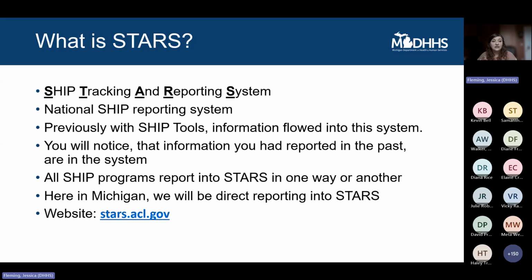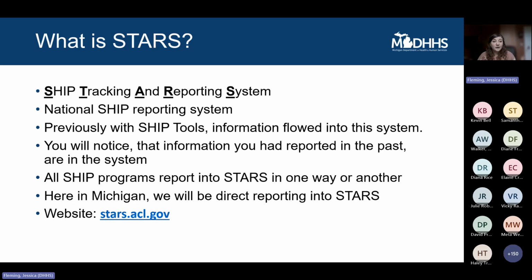Some states have an API system, which essentially means that they have another system that the information flows into the STARS reporting system. So you will notice that information you had reported in the past, maybe into SHIP tools, is in the STARS system because that was flowing into the STARS system. So once again, here in Michigan, we'll be reporting directly into STARS.